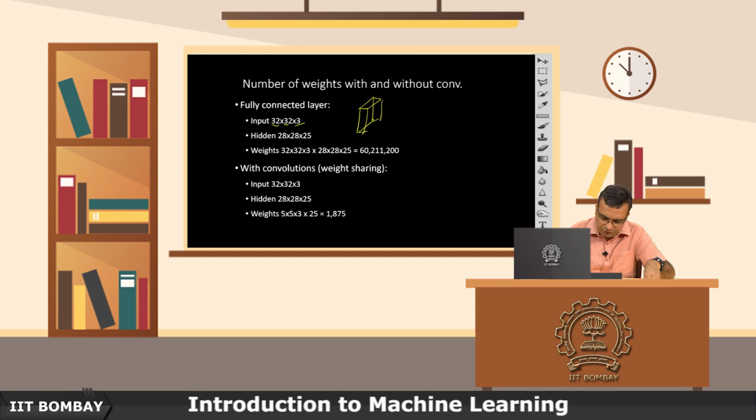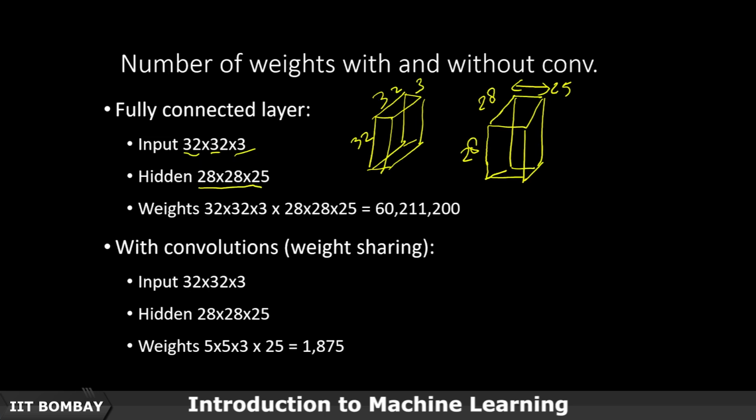From these many numbers, we want to detect a feature map which is slightly smaller because we don't want to go over the edges. So it is of size 28 by 28, because we are using a 5 by 5 kernel. But we want to detect 25 such features, so the depth has increased to 25. The number of channels has increased to 25, whereas originally we had only red, green, and blue, 3. So the output of the first layer is 28 by 28 by 25.